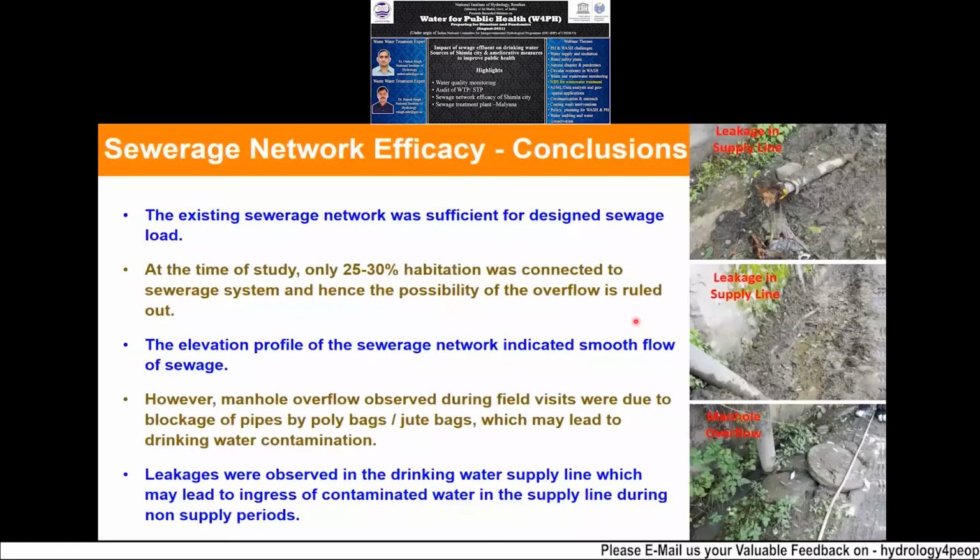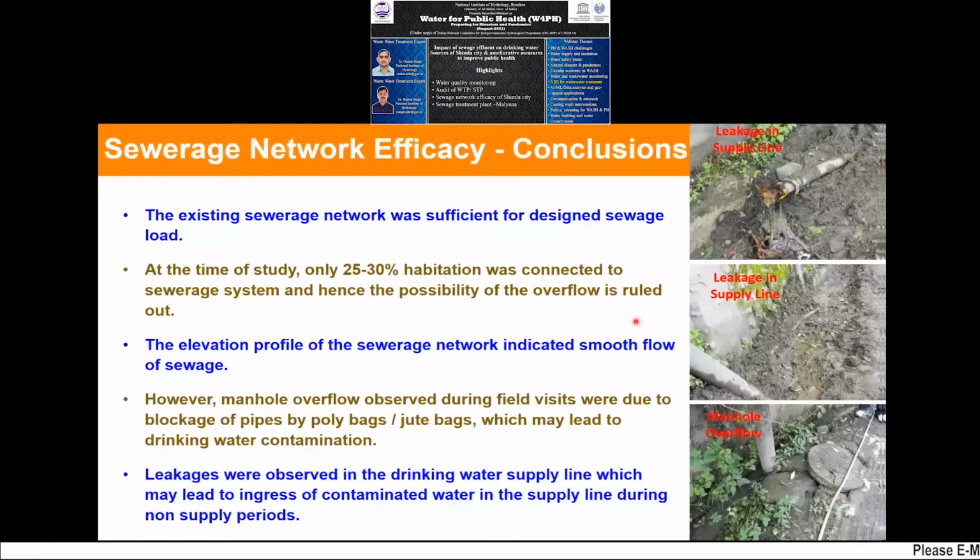So the leakage from the sewerage network, or the contamination of drinking water from the sewerage network, was ruled out. And then we also checked with the IMPS department regarding the connections to the sewage network. Surprisingly, we found that at that time only 25 to 30% of the habitation was connected to the sewerage system. Therefore, the total load going into the sewerage network was very much less than the designed load, and hence overflow from the manholes was completely ruled out.